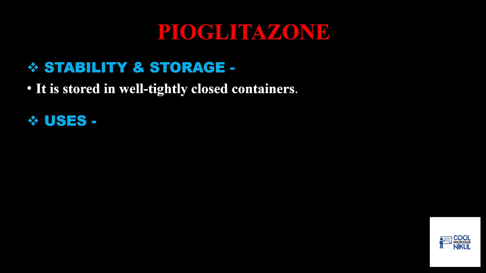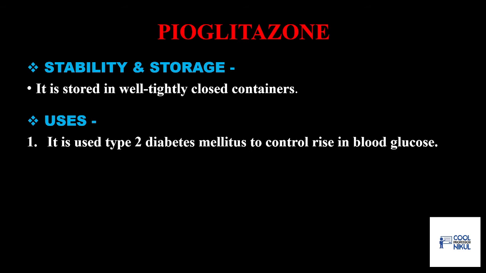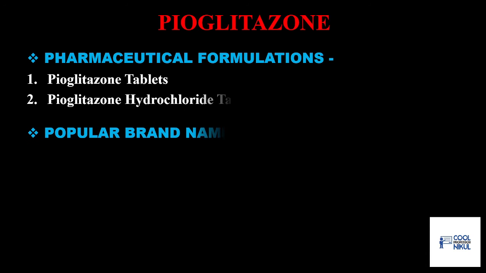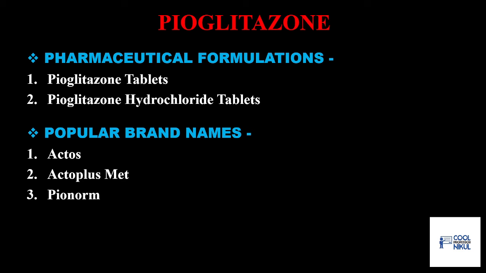Now let us see pioglitazone. The stability and storage is, it is stored in a tightly closed container, and uses are the same as that of glimepiride. It is used in type 2 diabetes mellitus to control the rise in the blood glucose level. Now let us see its pharmaceutical formulations. They are mainly available in tablet form, pioglitazone tablets and pioglitazone hydrochloride tablets. Popular brand names under which pioglitazone is marketed are Actos, Actoplus Met, Pionorm, Piorest and Dutact.